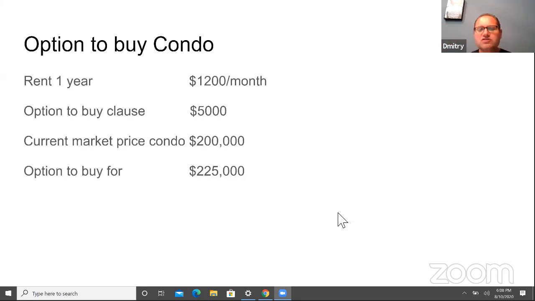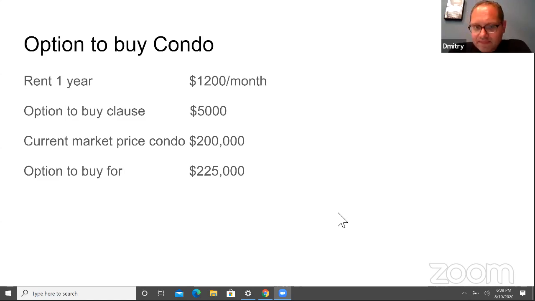So these were the conditions, right? I get to rent it for a year. It was $1,200. He said for that clause, you pay him $5,000. Of course, he would keep that $5,000 if I walked away. That's to show that I'm serious. The market was $200,000, but I have an option to buy for $225,000, above today's market, but I had the option to walk. So let's just take a look at this scenario really quickly.